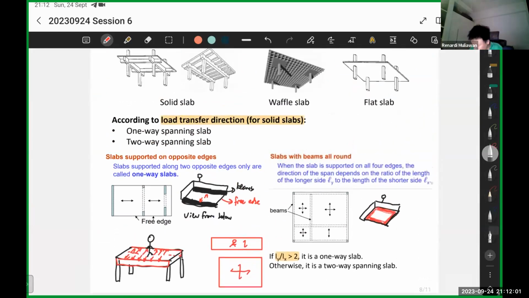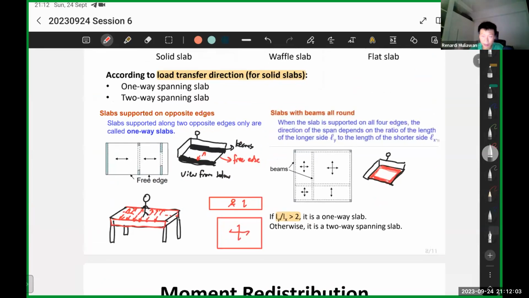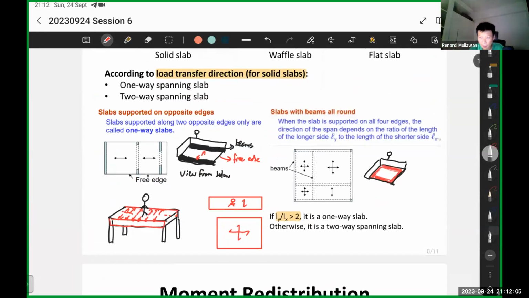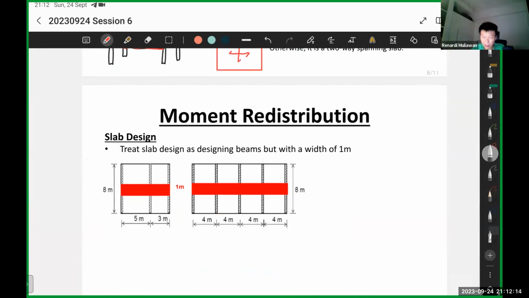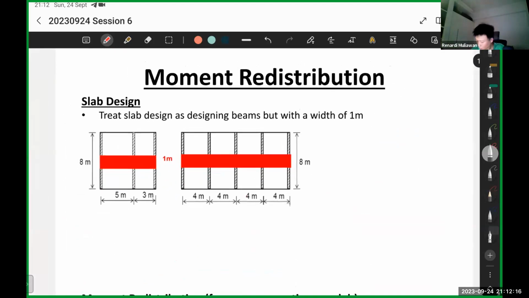The way you design one-way and two-way spanning is actually quite similar, but for two-way spanning, there are extra steps in the beginning. So that one I will not cover today. Today I will just cover the one-way spanning slab first. Let's start with the moment redistribution. So I hope you still remember.